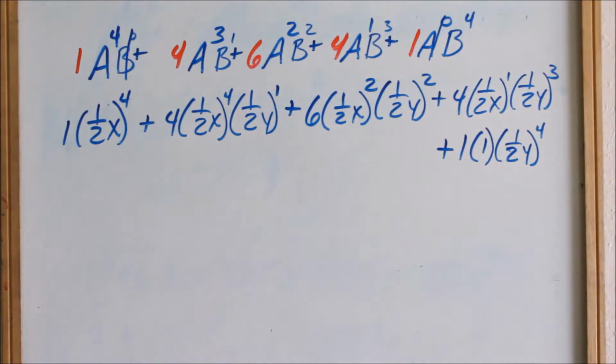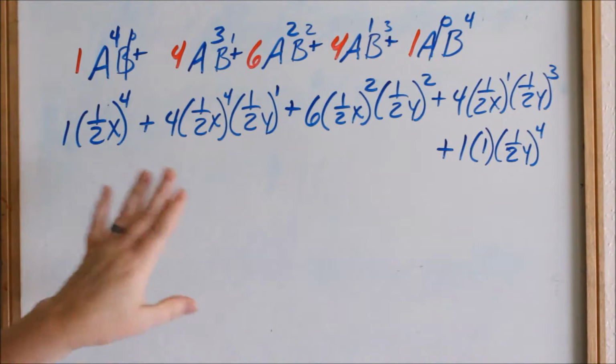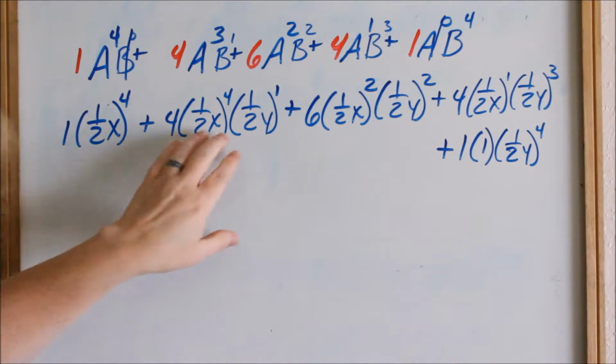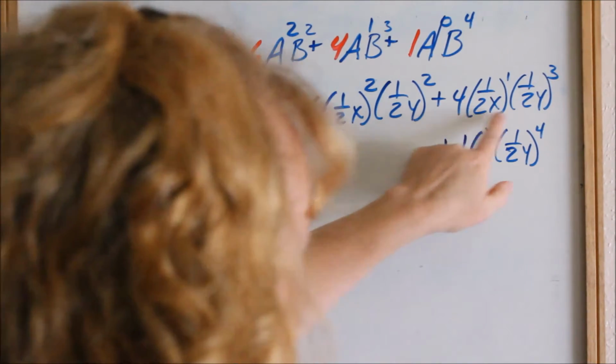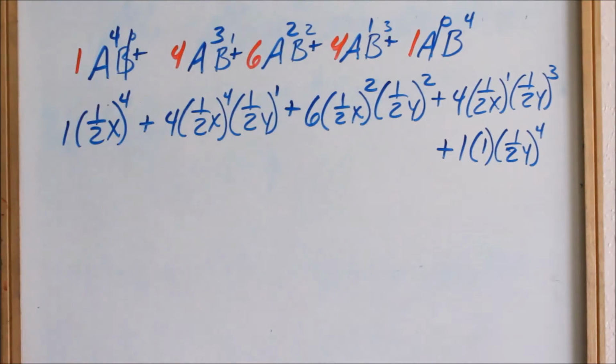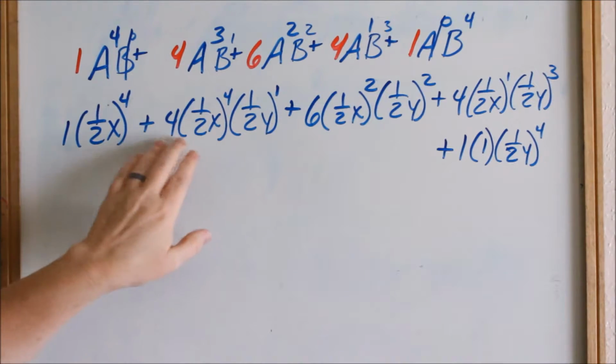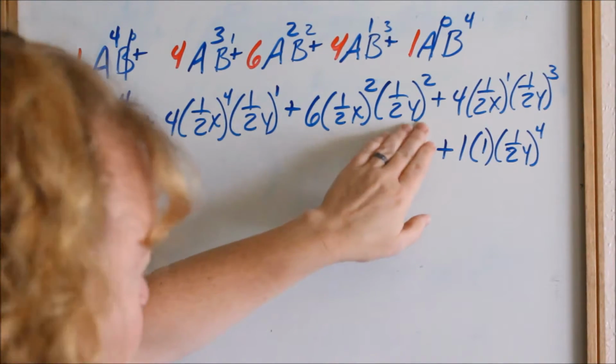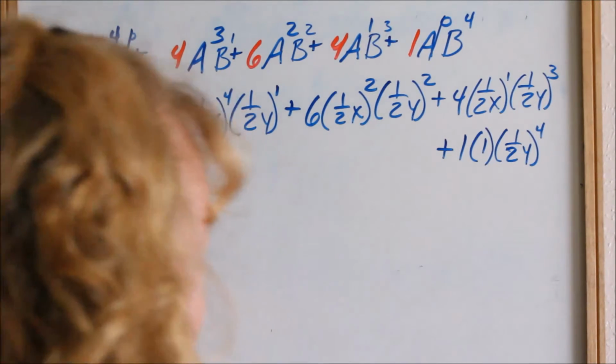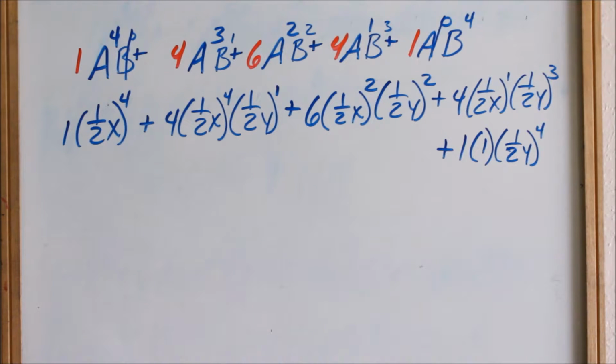Now let's simplify each term. So we should have 5 terms: 1, 2, 3, 4, 5. After every plus sign you call it a term. This is a term. After the plus sign, this whole thing is a term. Then a term, term, term. Alright, now let's simplify each term.